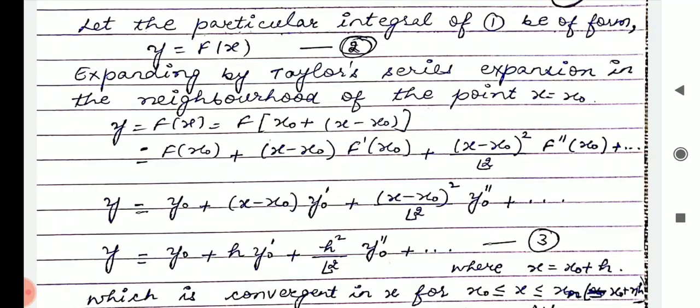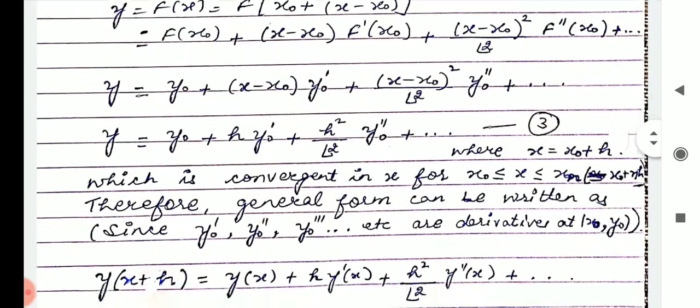We have added and subtracted x naught over here. Now we have expanded this by Taylor series, so it is f at x naught plus (x minus x naught) f dash at x naught plus (x minus x naught) whole square upon factorial 2 f double dash, so that is the second derivative at x naught, and so on. We have replaced by the derivative symbol, so y is equal to y naught plus (x minus x naught) y naught dash plus (x minus x naught) whole square upon factorial 2 y naught double dash and so on.